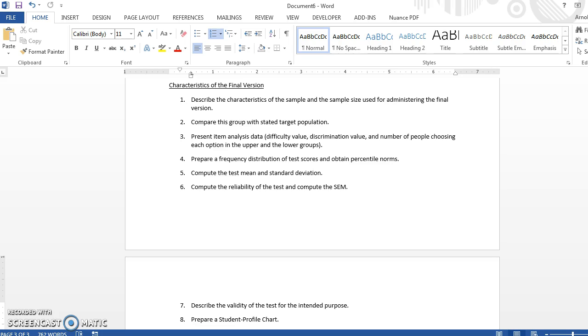Present item analysis data, just like we talked about before. Tell me about them, the difficulty. Is this good difficulty for the grade level you're teaching, or is it too easy? Think about it. Number 4, prepare a frequency distribution of test scores and obtain percentile norms.